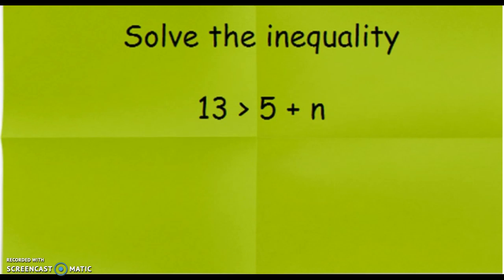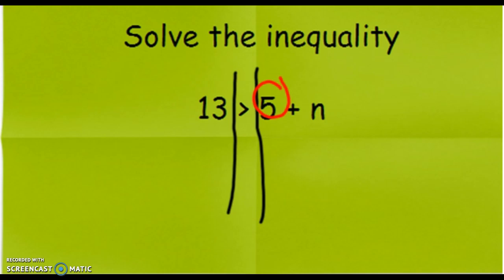Next one is 13 is greater than 5 plus n, so I'm always going to start with my train tracks. Here, I have a 5 that I need to get to go away because I just want n by itself. So the opposite of a 5 would be a minus 5 on both sides. 13 minus 5 is 8. Keep your sign. All you have left is your variable.